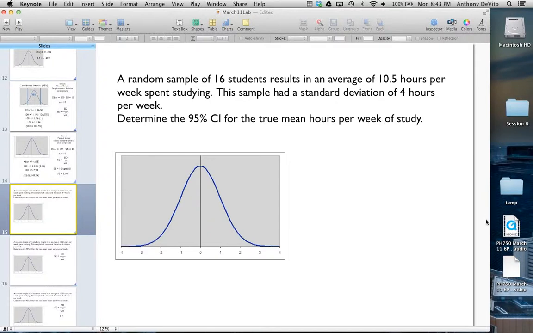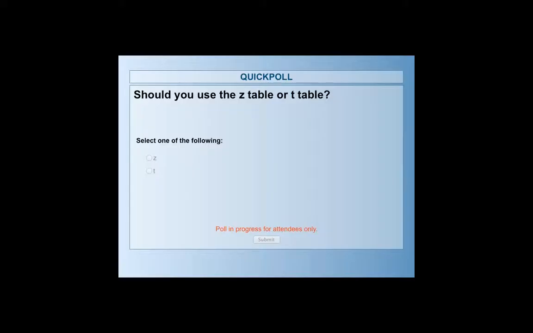Okay, so the first question that I have for you is kind of an obvious one. Should you use the t table or should you use the z table for this example? Okay, I don't think you need to see the question there. Should you use the t table or the z table in this case?